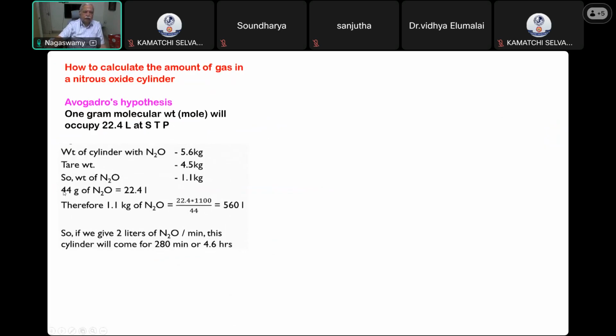44 is the molecular weight of nitrous oxide, and it should occupy 22.4 liters. The amount of nitrous oxide you have is 1.1 kg, which is about 1100 grams. So 22.4 multiplied by 1100 divided by 44 gives 560 liters. And if you use 2 liters of nitrous oxide per minute, a cylinder should last about 280 minutes, or 4.6 hours.